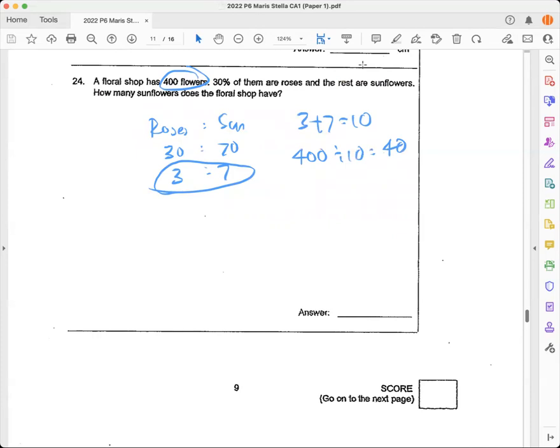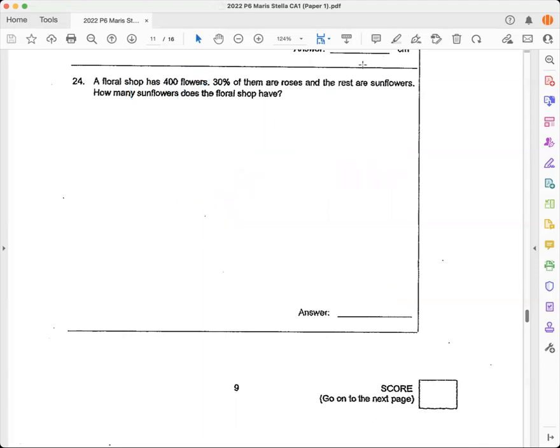Now, how many sunflowers does the flower shop have? So we look at the sunflowers. This is sunflowers, 7 units. So 40 times 7, 280. So this is the number of sunflowers. Now let's look at question number 25.